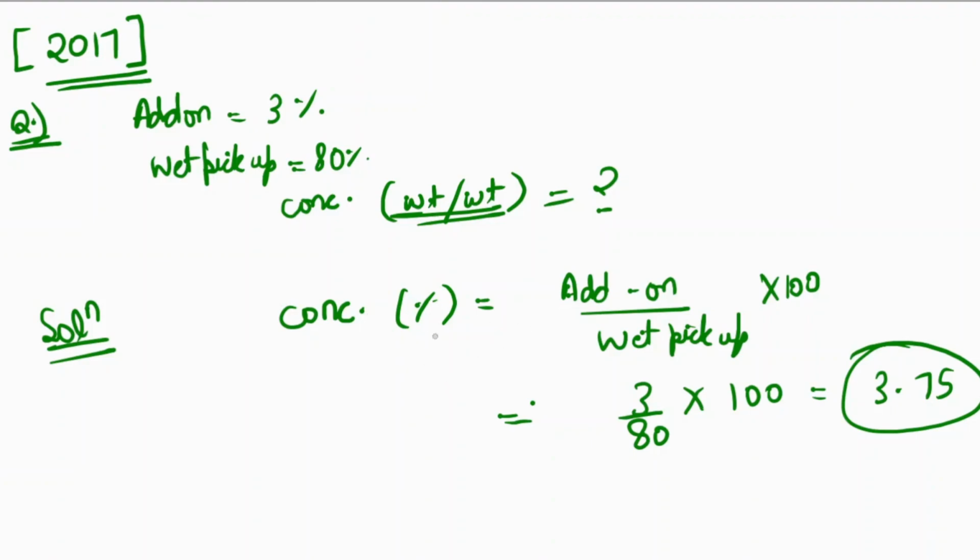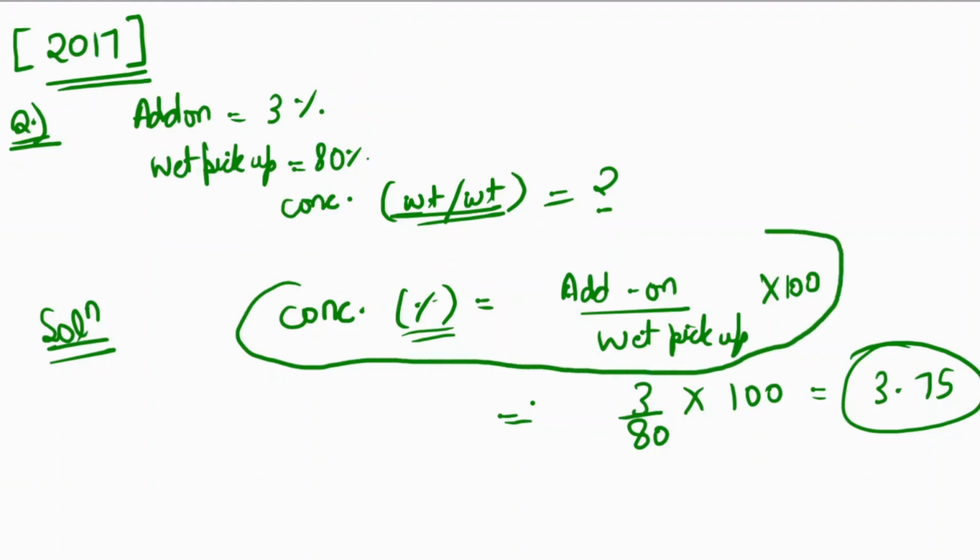If you have to find the concentration in percentage, and add-on and wet pickup are given, then you can calculate it by this formula, add-on upon wet pickup into 100. Or you can also do it by another method. I will tell you the method that I have told you till now.